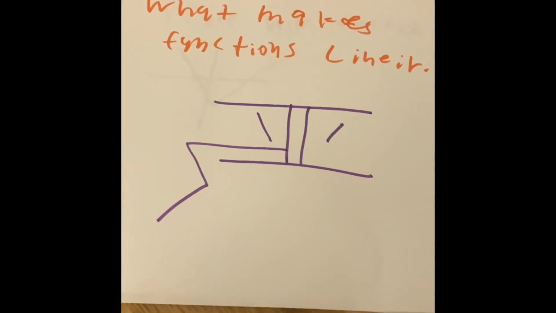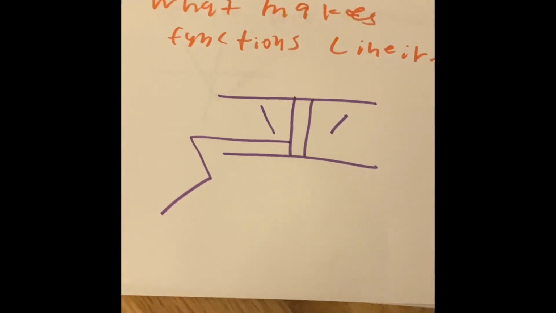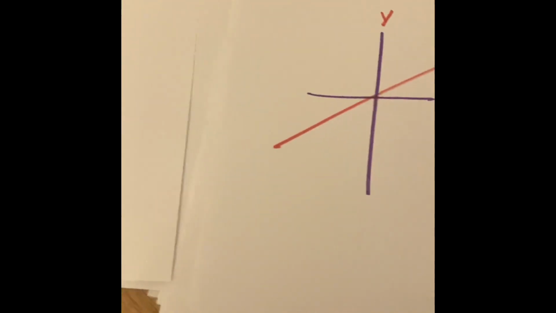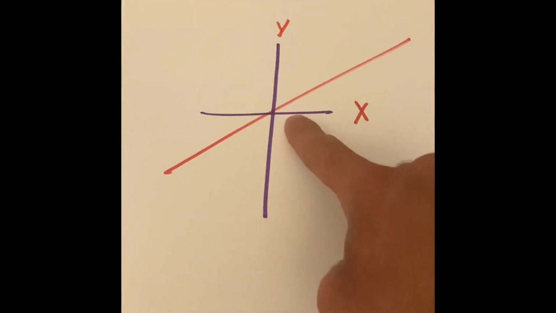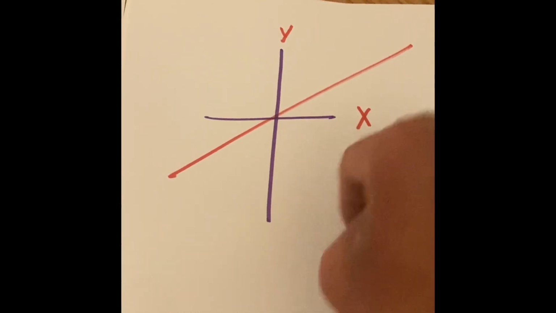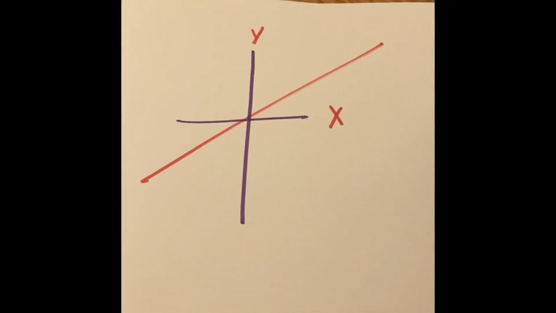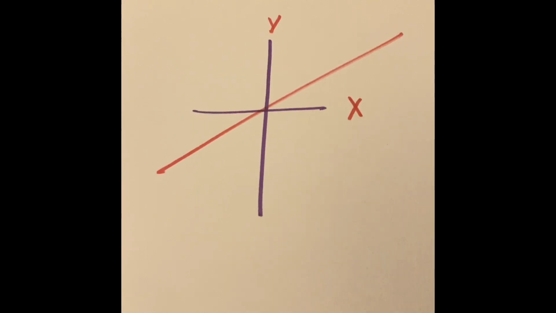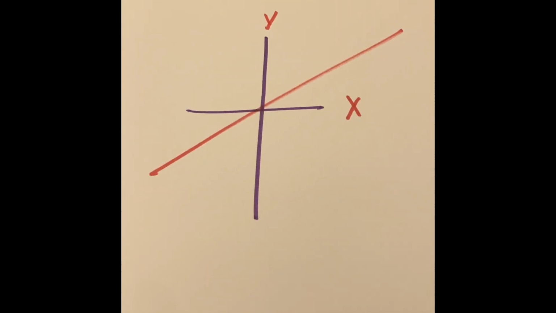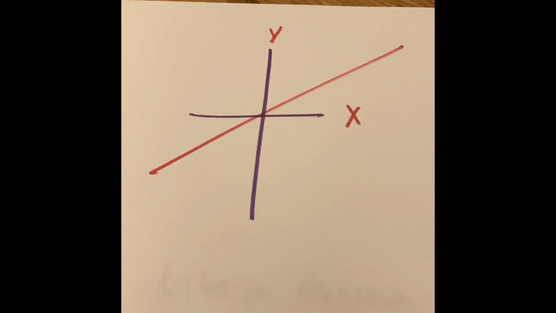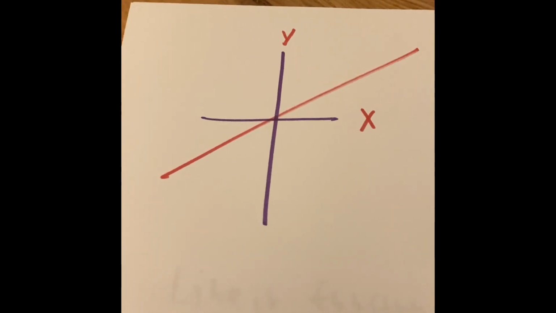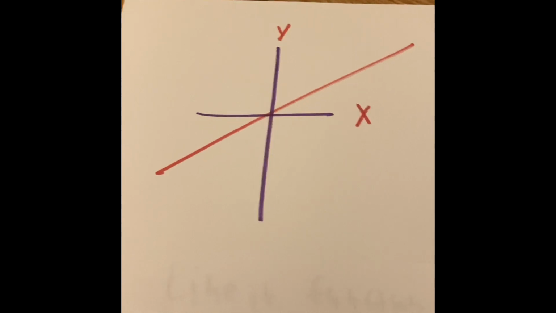In this video, we're going to be taking a look at what kinds of functions there are on a graph, and we're also going to explain what makes them a linear function. So let's start with this one. What do you think this function is? Type in the comments below what you think this function is.